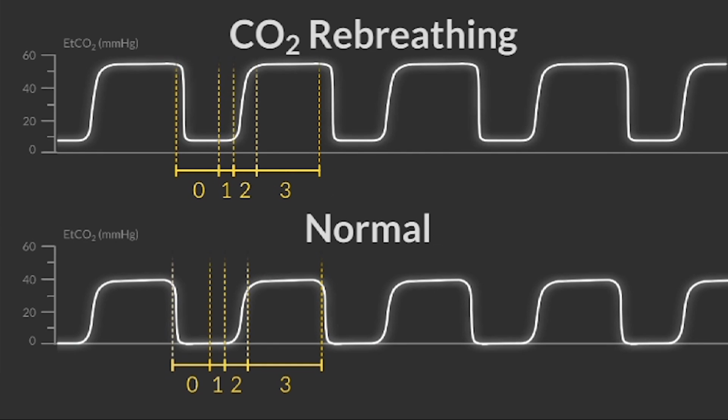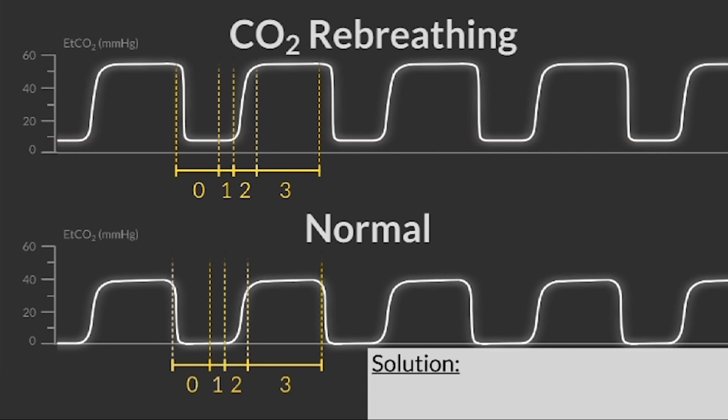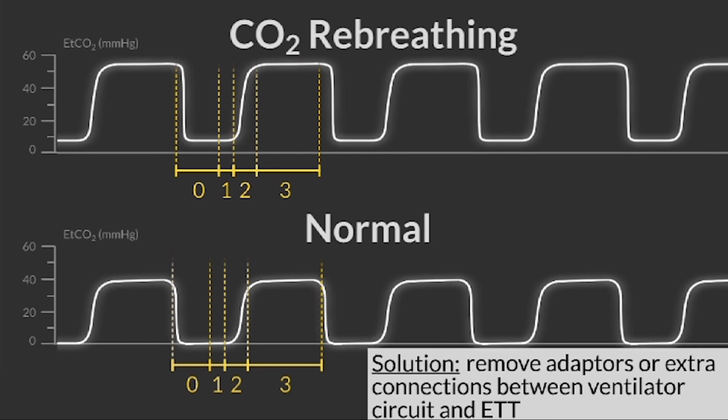Next, we have a child who's rebreathing carbon dioxide. This can be one of the easiest, but also most subtle and difficult to identify. You see here that the shape of the waveform can be fairly normal. However, in phase 0, during inspiration, we see that there's a proportion of CO2 that is being inspired by the patient. This can be anywhere from 1 to as high as 10 millimeters mercury, depending on the issue. Many times the solution to this problem can be removing any adapters or extra connections in between the ventilator circuit and the patient's endotracheal tube, as this increased dead space will contribute to rebreathing CO2.